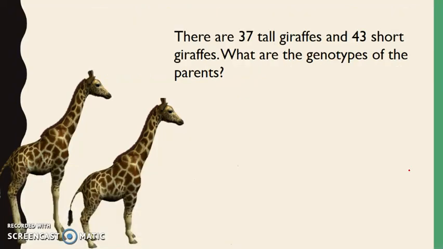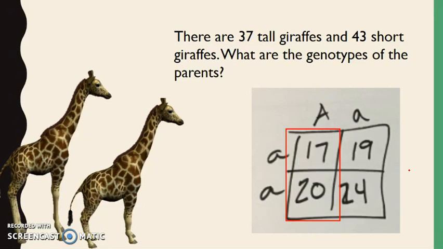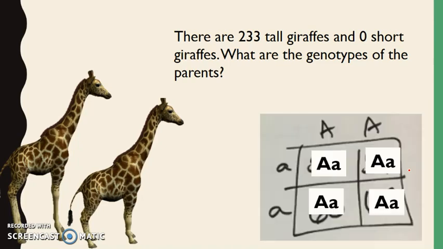Okay, so if there are 37 tall giraffes and 43 short giraffes, what are the genotypes of the parents? Well, here I see that my data is about a 1-to-1, and I know that is when I cross a heterozygous with a homozygous recessive, I get a 1-to-1 ratio. And if there's 233 tall giraffes and 0 short giraffes, what are the genotypes of the parents? In this example, I know that at least one parent is homozygous dominant because every offspring inherited a dominant allele.